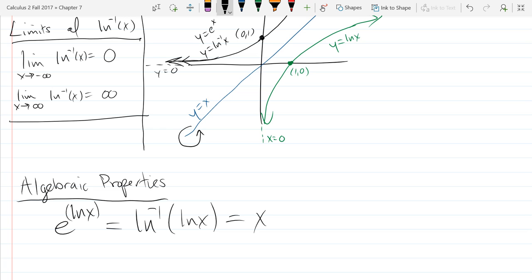So before, I basically just told you e to the ln x equals x. But now you know the reason: ln is the inverse function of the exponential function.